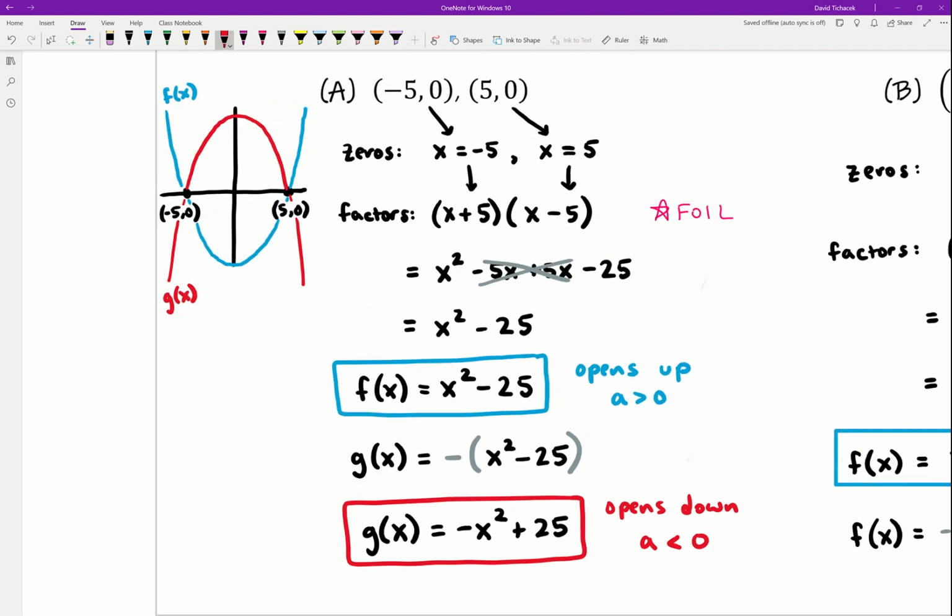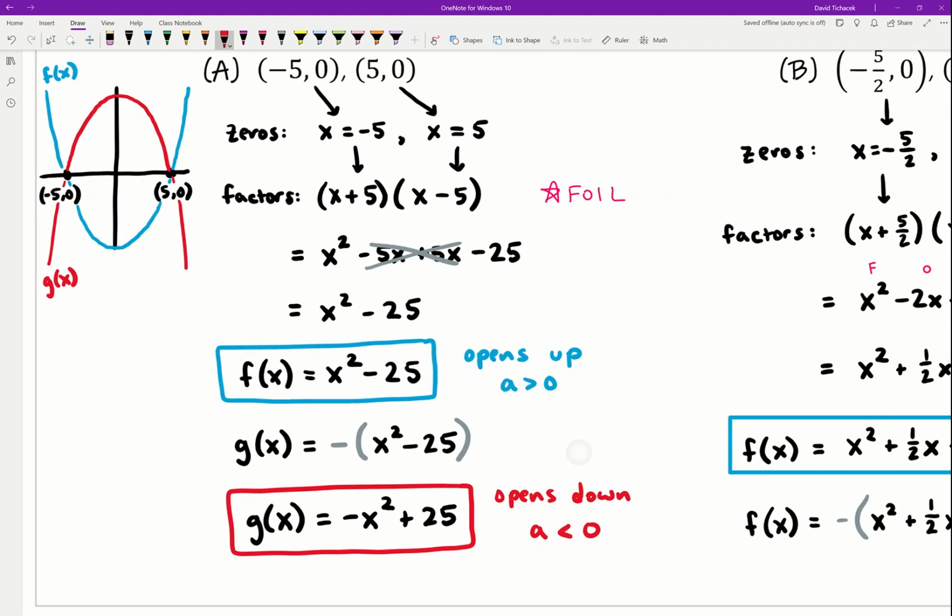That would basically be the strategy or method you would want to use to solve a problem like this. Given the intercepts, turn them into algebraic factors, FOIL them out, and get your final function formula, and then just distribute in a negative to get another version that opens down.